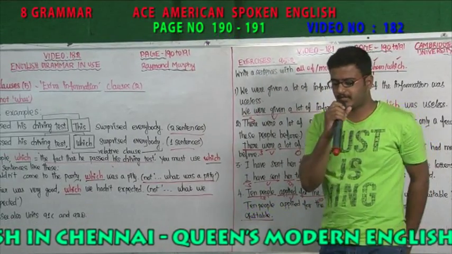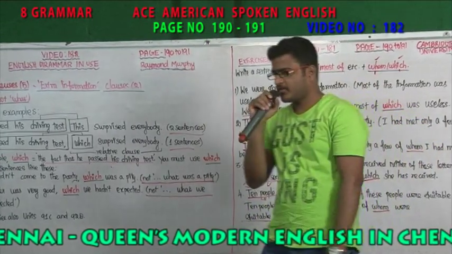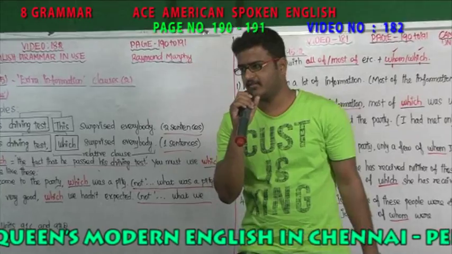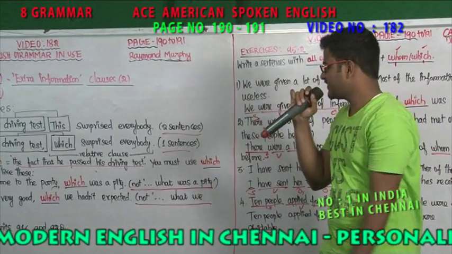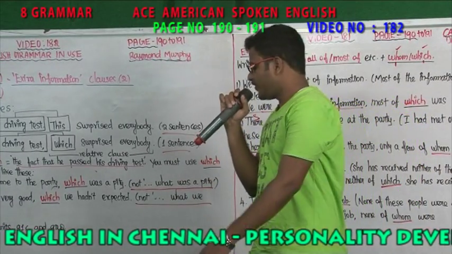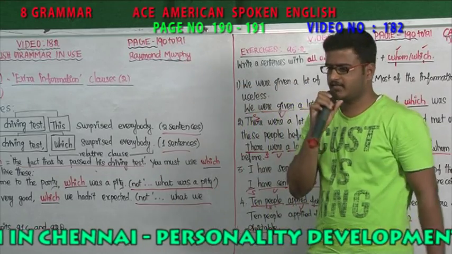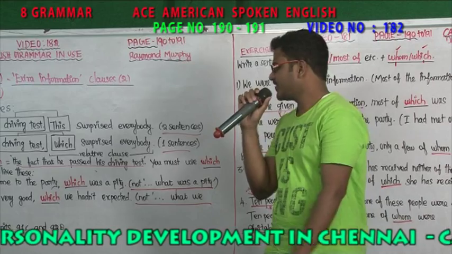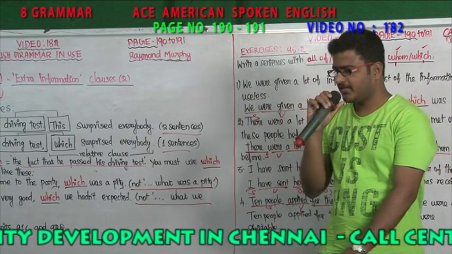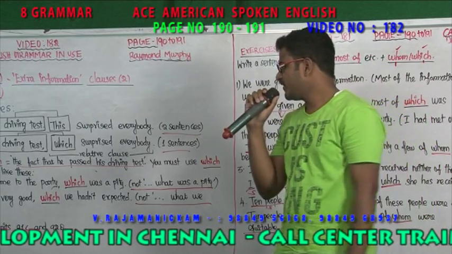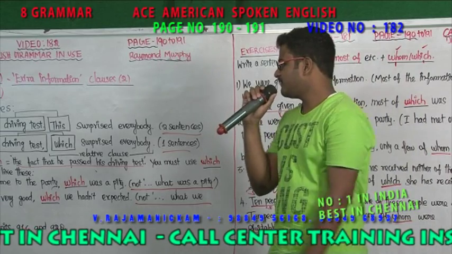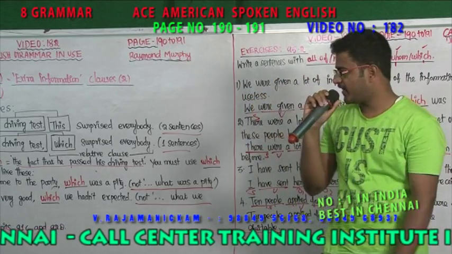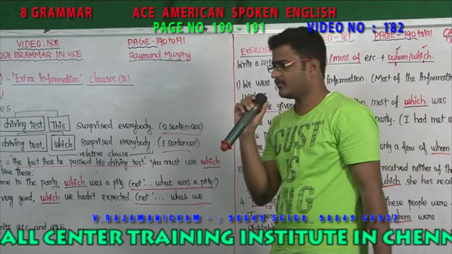Hello all, I'm Deepak. Now I'm going to explain about relative clauses, the extra information. So there are two things here, "this" and "which." If you want two sentences, like two separate things, you can use "this." Like, Jim passed his driving test. This surprised everybody. If you want to combine these two sentences into a single one, you can use "which." Like, Jim passed his driving test, comma, followed by which surprised everybody. Thank you.